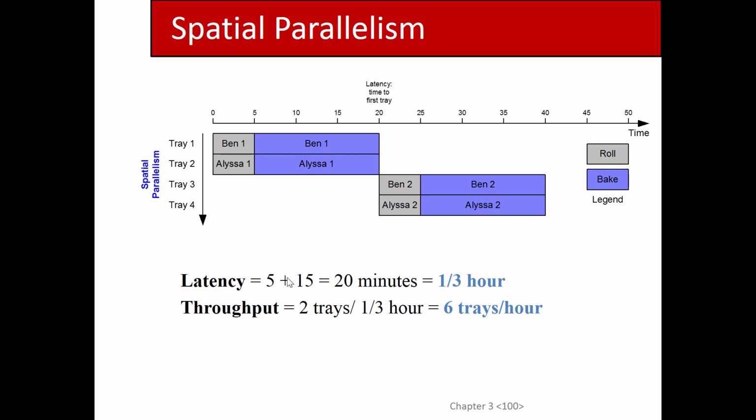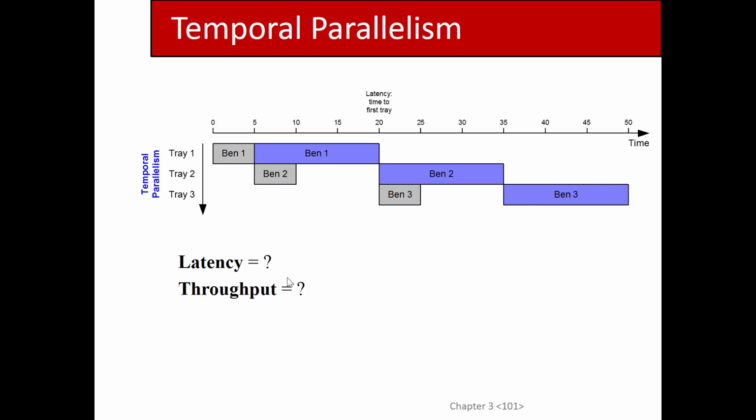On the other hand, what if you used temporal parallelism? You can have one person that just does rolling. So you roll the first one, then you roll the second one. You can have another person that just does the baking. That way you overlap the rolling and the baking, right?